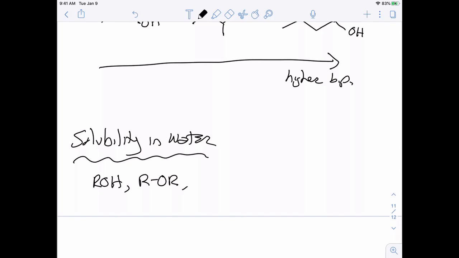My epoxide can also form hydrogen bonds with water because it has those lone pairs on oxygen, right? They're forming the hydrogen bond to the hydrogen that's on water. The ether and the epoxide can't hydrogen bond to themselves, but they can hydrogen bond to water. So for these guys, if they have less than or equal to 5 carbons per every group that can hydrogen bond with water, they are water soluble.